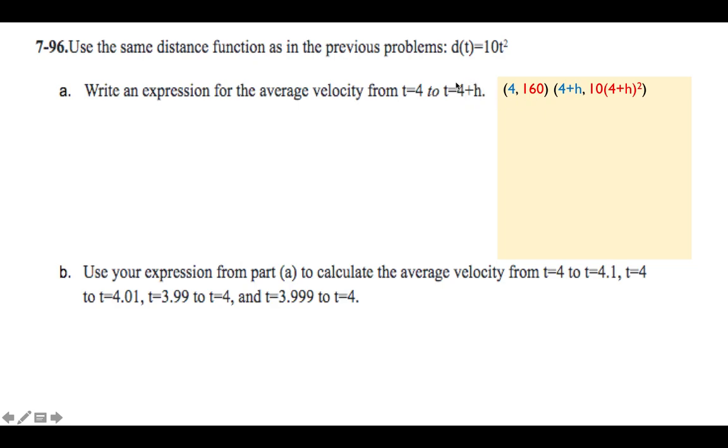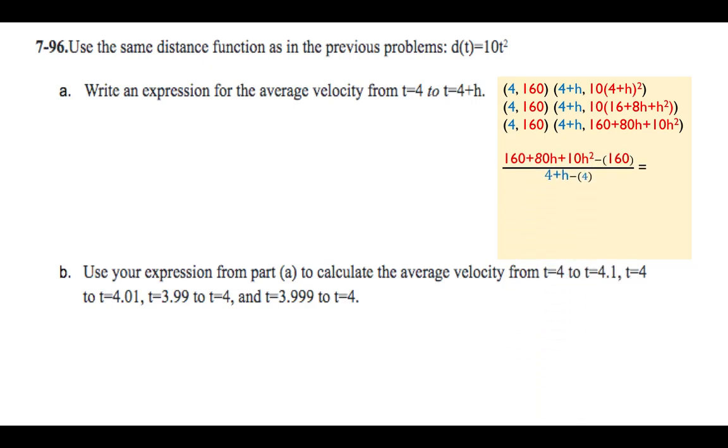Now the next point, I take 4 plus h, and I plug it in for t to get 10 parentheses 4 plus h squared. Perfect. Now I'm going to follow the same steps I did before. The next step is I'm going to FOIL this out, or multiply this out, or use the box method. Whatever method works for you to multiply that out, please use. That's how I got 16 plus 8h plus h squared. The next thing, again, I'm going to do the same thing as I did before. I'm going to distribute the 10 in here to get this. And then once I have that, I'm going to do y2 minus y1 all over x2 minus x1.